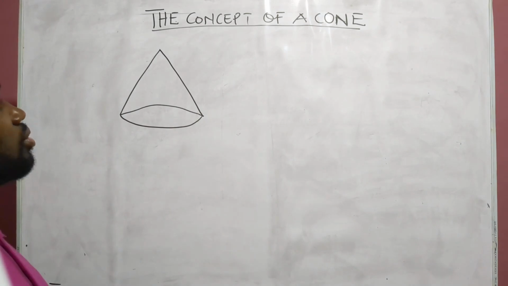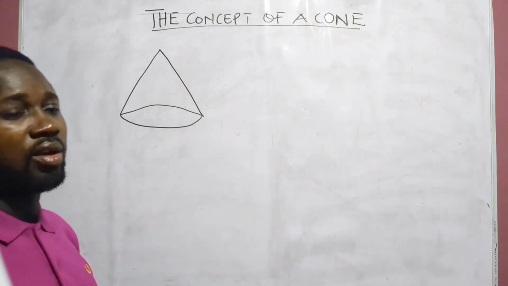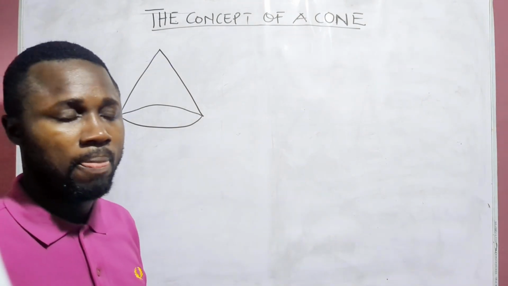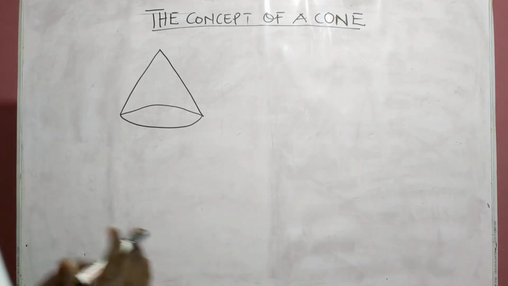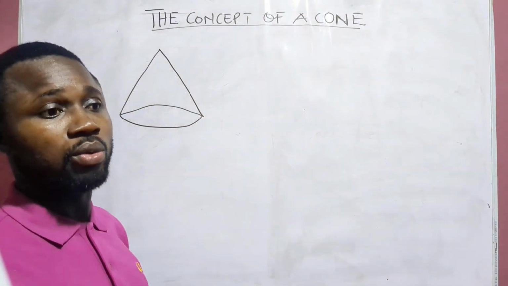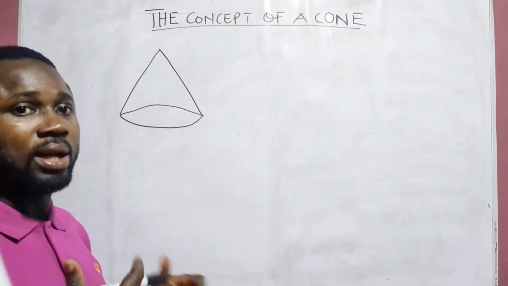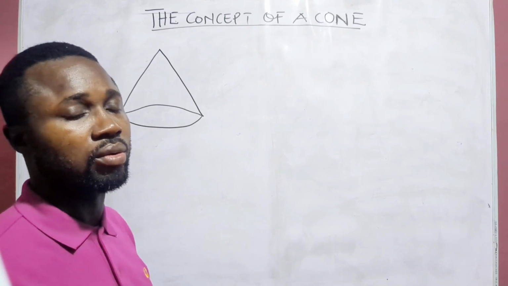We are going to look at the curved surface area of a cone, and we also look at the volume of a cone. And before we consider the curved surface area and the volume of a cone, what we should know is what a cone is made of, the net of a cone.